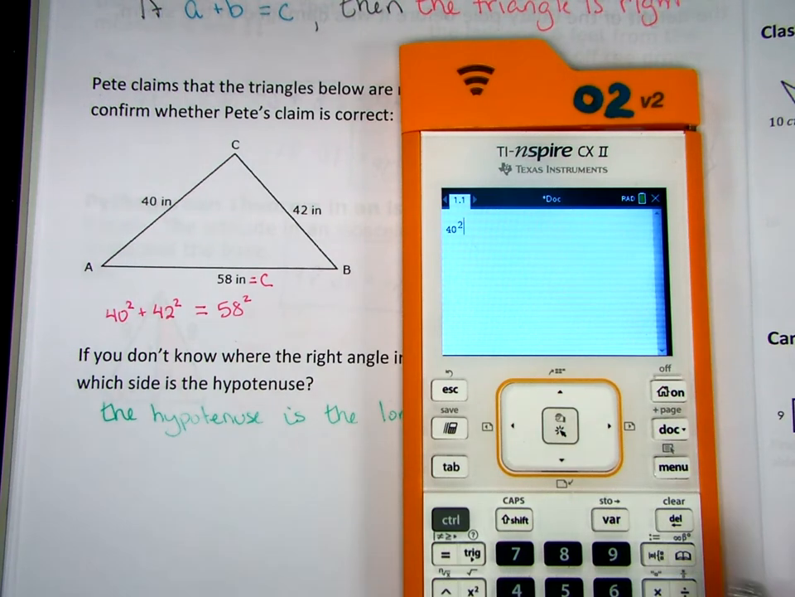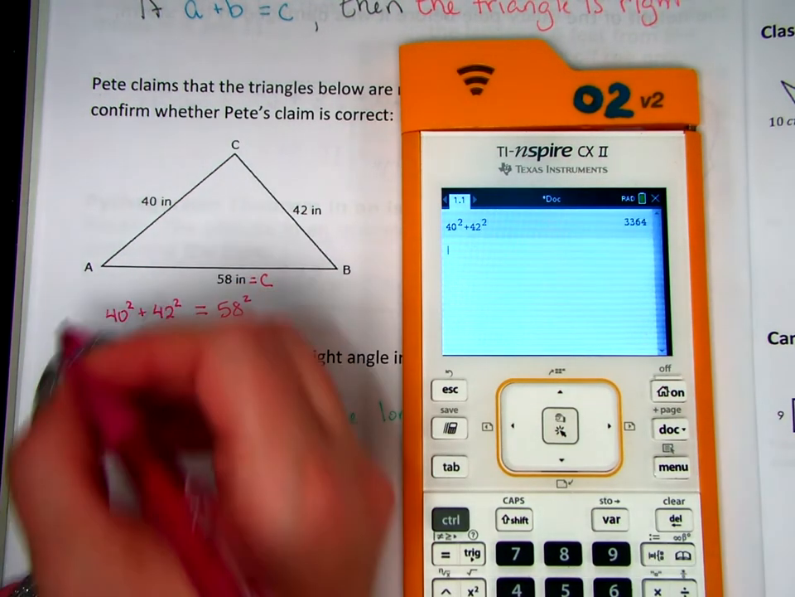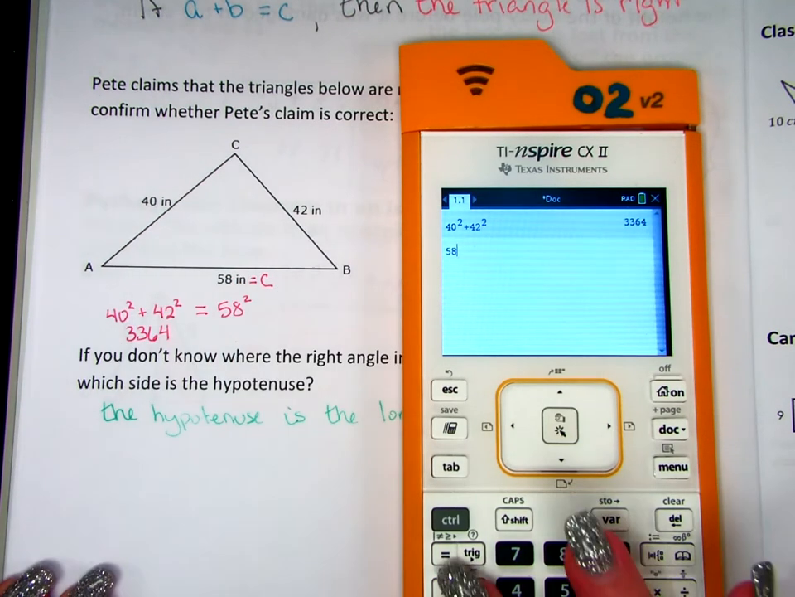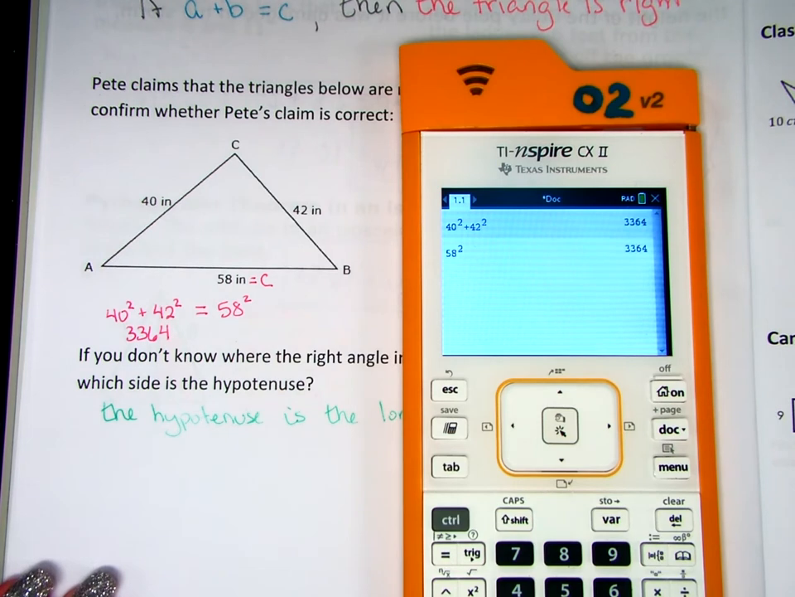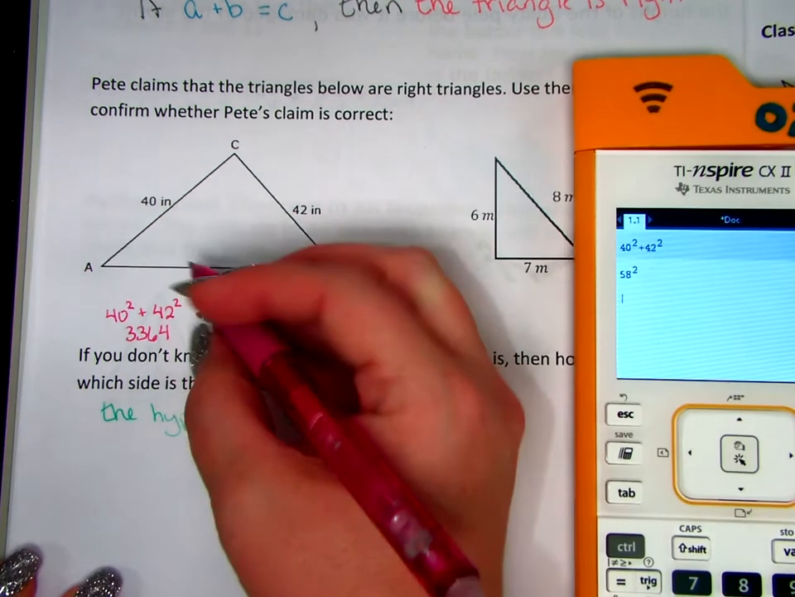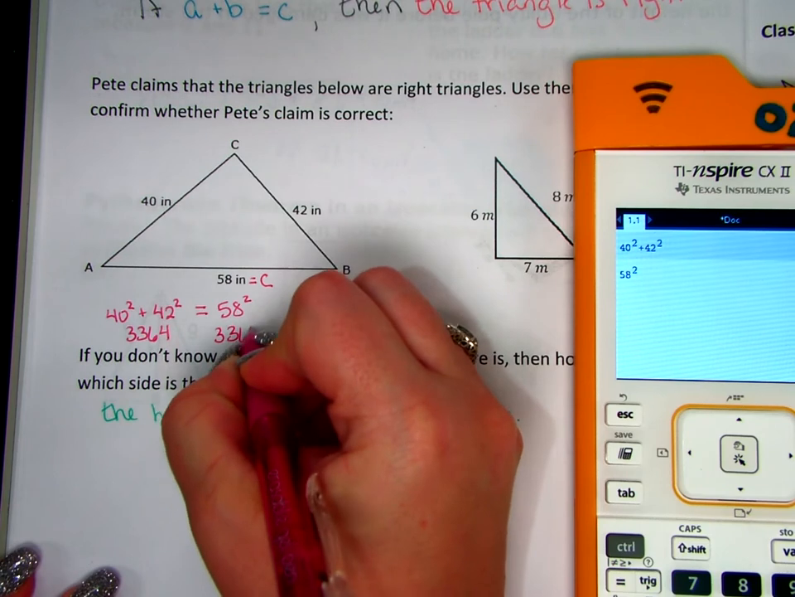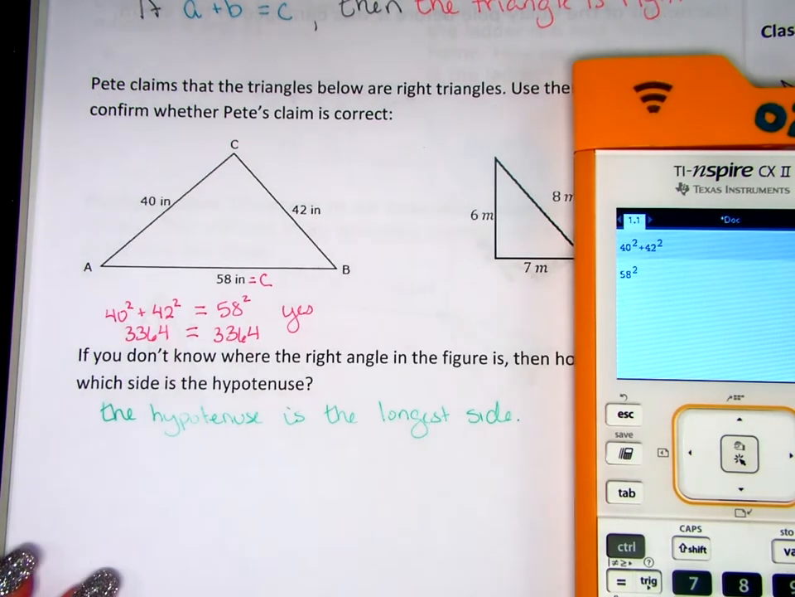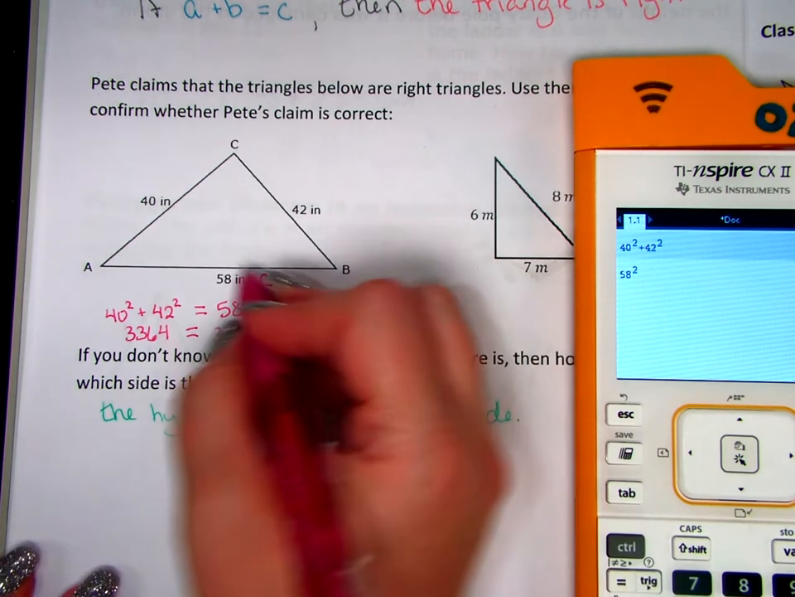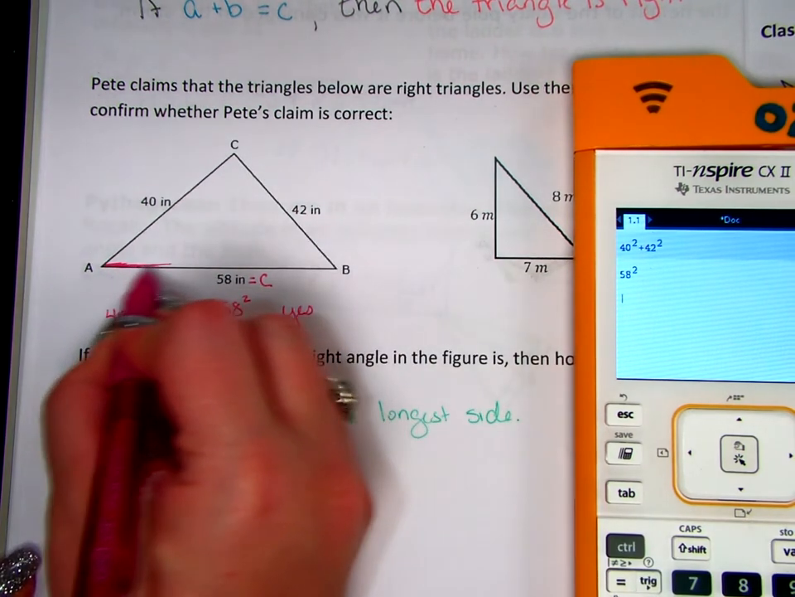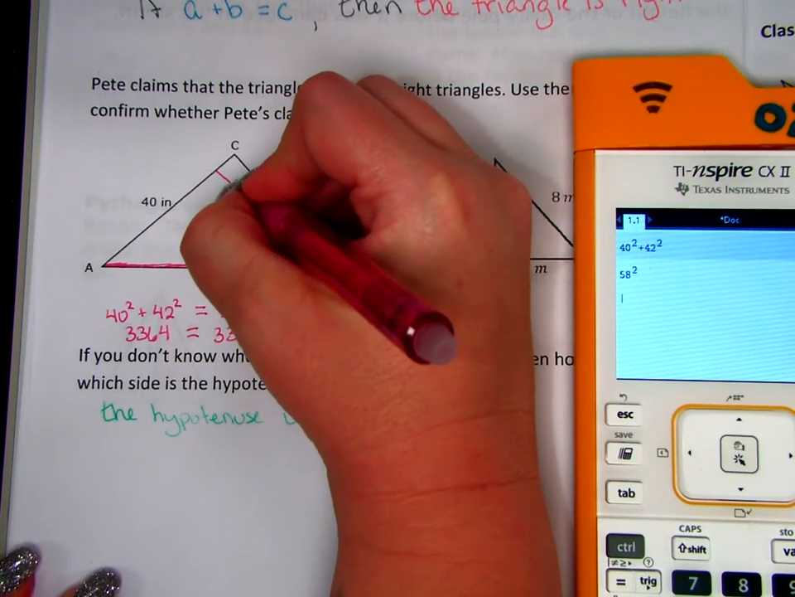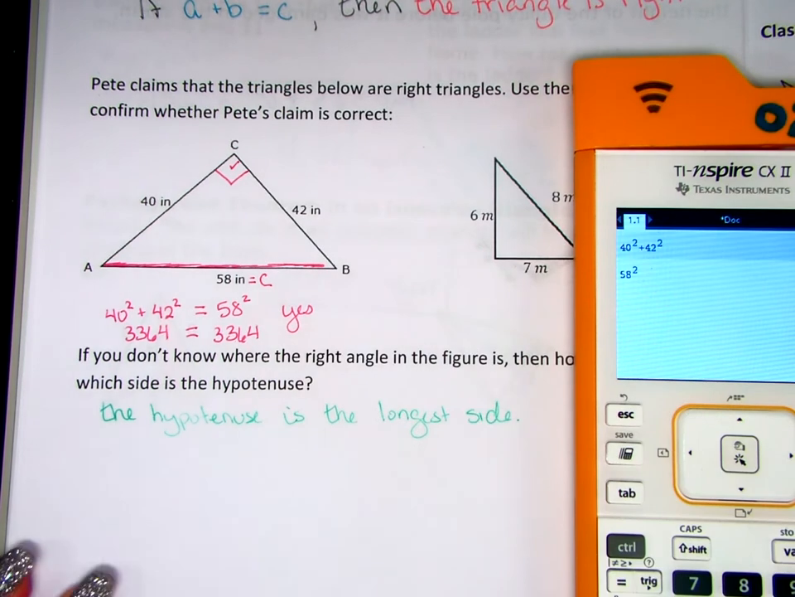Alright, so 40 squared plus 42 squared is 3364. And then 58 squared is also 3364. So they are equal, which means, yes, this is a right triangle. That means this is a hypotenuse, which means the angle across from it is a right angle.